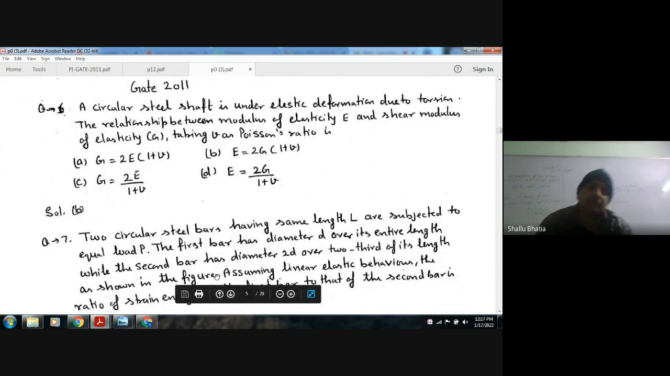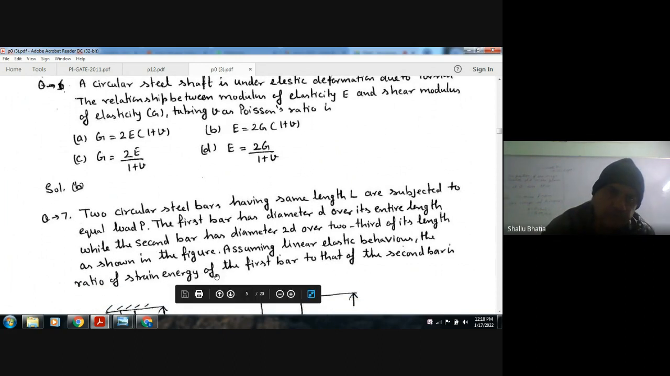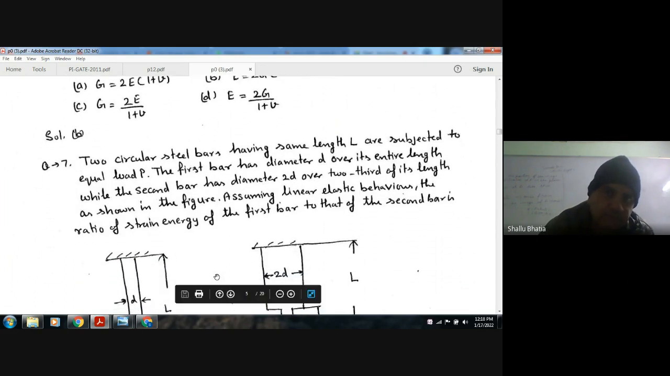Next, a circular steel shaft is under elastic deformation due to torsion. The relationship between modulus of elasticity E and shear modulus of elasticity G, taking mu as Poisson's ratio, is: option A, G is equal to 2E times 1 plus mu; B, E is equal to 2G times 1 plus mu; C, G is equal to 2E divided by 1 plus mu; and D, E is equal to G divided by 1 plus mu. So the answer is B. You have to remember the formula; there is nothing to explain about it. So the answer is B.